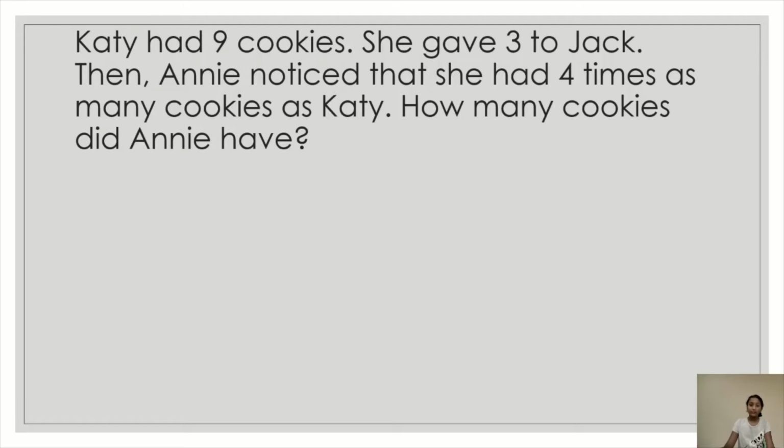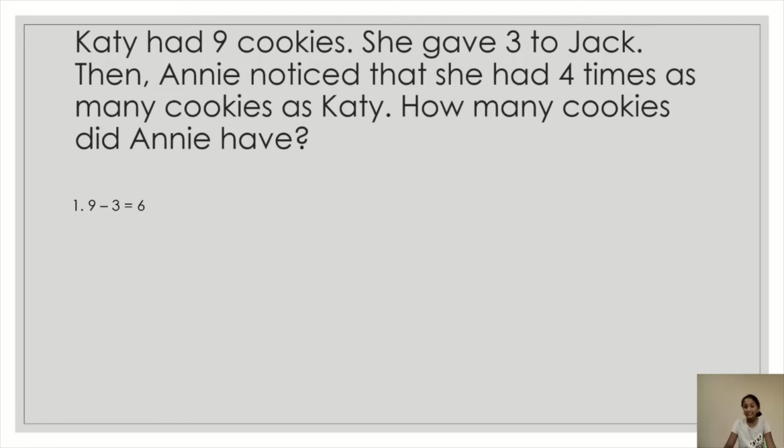So, notice what's happening in the first 2 sentences. Katie had 9 cookies and she gave 3 to Jack. So what's our first step in the problem? What operation is it going to be in? That's right, mathematicians. It's going to be subtraction. So, the equation would be 9 minus 3, because Katie gave 3 to Jack and she started with 9 cookies. So 9 minus 3 equals 6.